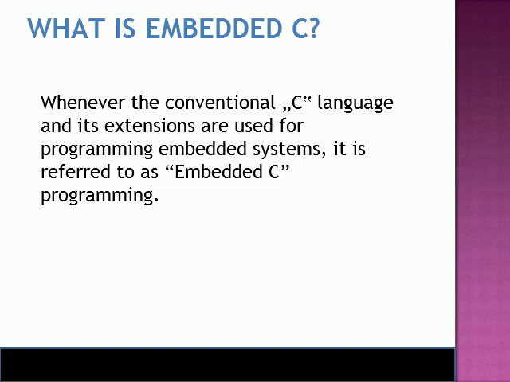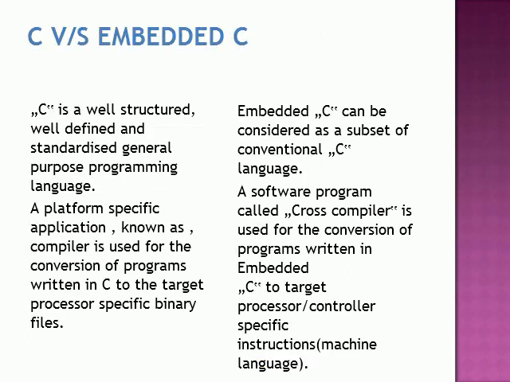As everyone is familiar with the C language, embedded C is a set of language extensions for the C programming language by the C standards community to address the issues that exist between C extensions for different embedded systems. Whenever the conventional C language and its extensions are used for programming an embedded system, it is called embedded C programming. We will see the difference between C language and embedded C.